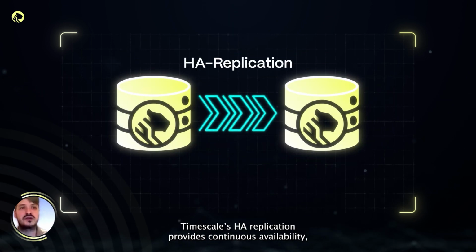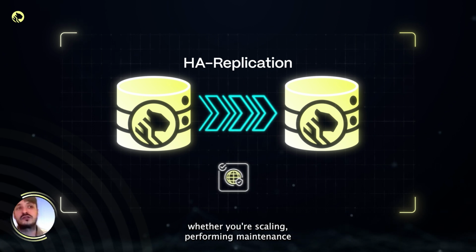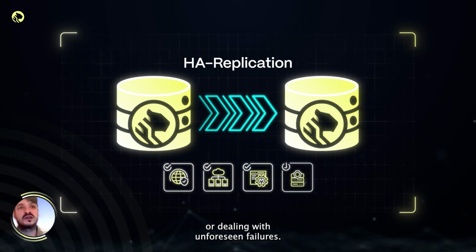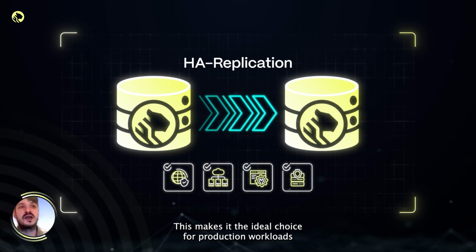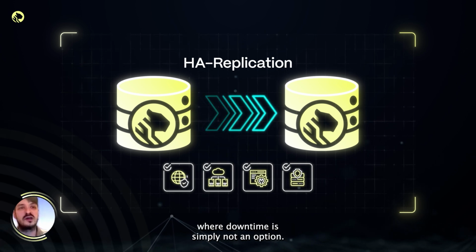Timescale's HA replication provides continuous availability, whether you're scaling, performing maintenance, or dealing with unforeseen failures. This makes it the ideal choice for production workloads where downtime is simply not an option.